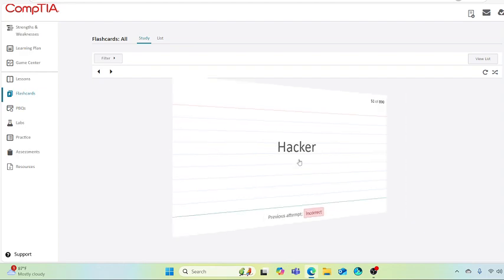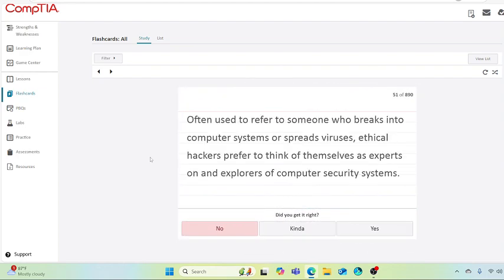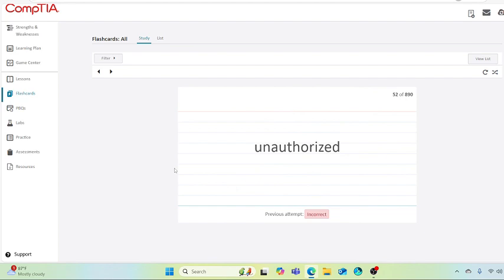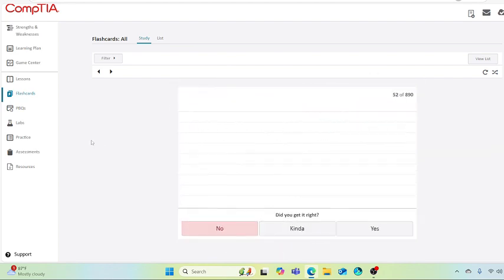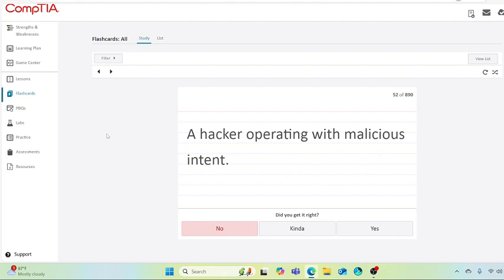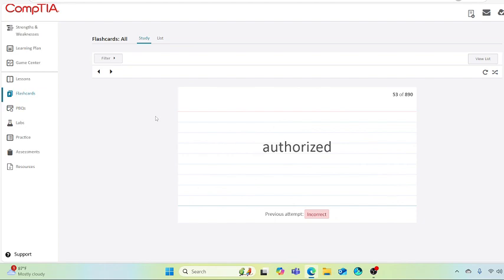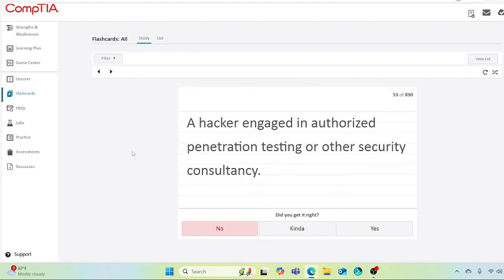Hacker. Often used to refer to someone who breaks into computer systems or spreads viruses. Ethical hackers prefer to think of themselves as experts on and explorers of computer security systems. Unauthorized. A hacker operating with malicious intent. Authorized. A hacker engaged in authorized penetration testing or other security consultancy.